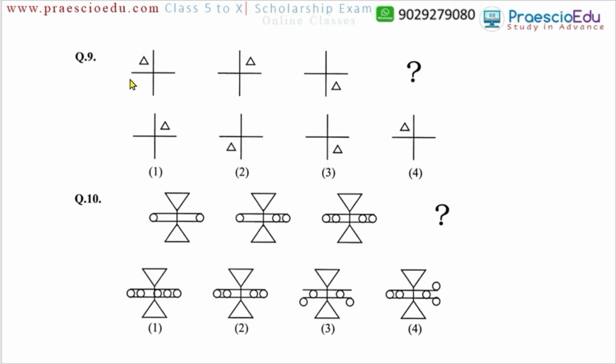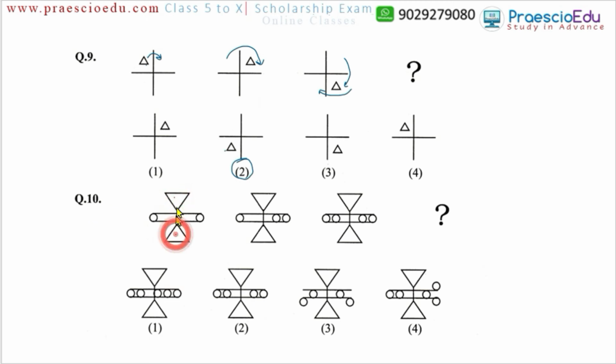Now question number 9. There are the plus signs, or we can say the quarter coordinates. So in this quarter the triangle is there, that moves to the next quarter, like a clockwise direction. Again here. Okay, so after this one it will move to this quarter, means this one, option number 2 is the correct one.